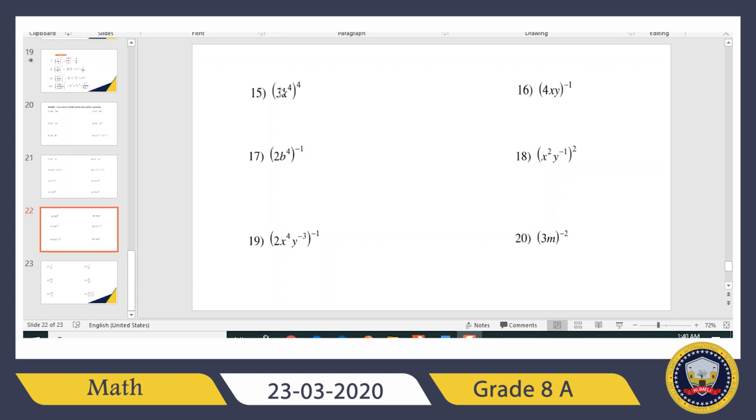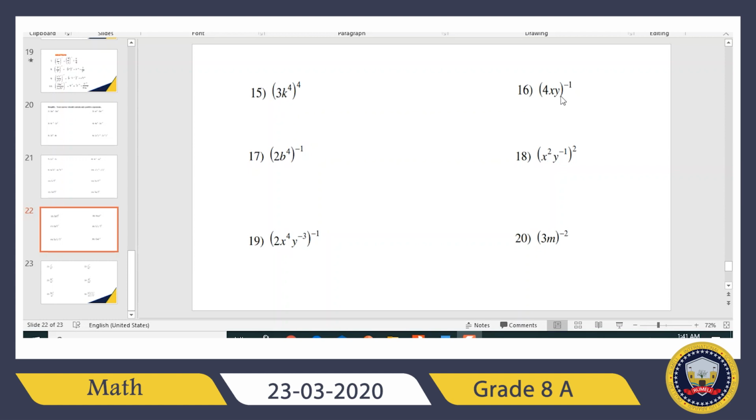So here 1 times 4 equals 4, so the answer will be 3 to the power of 4, k to the power of 16. Yes, 4 times 4 equals 16. So the answer will be 3^4 k^16. What about number 16 here?